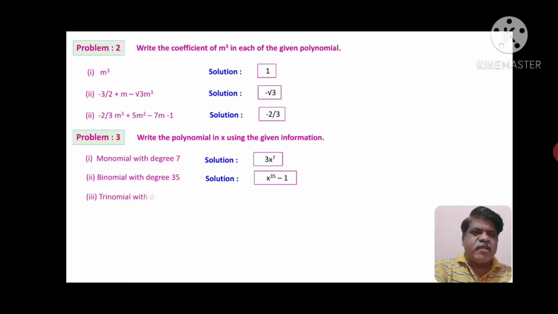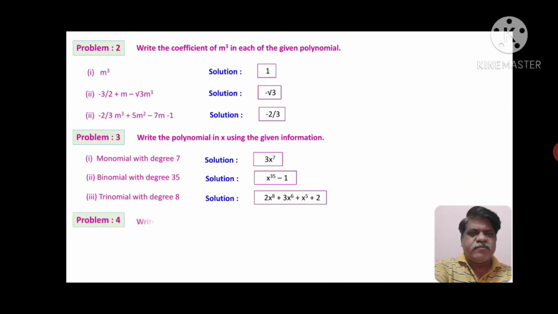Now third, trinomial with degree 8. So here we have to write the polynomial in x that is a trinomial having degree 8. So we will use the variable x. So it will be 2x raised to 8 plus 3x raised to 6 plus x raised to 5 plus 2.